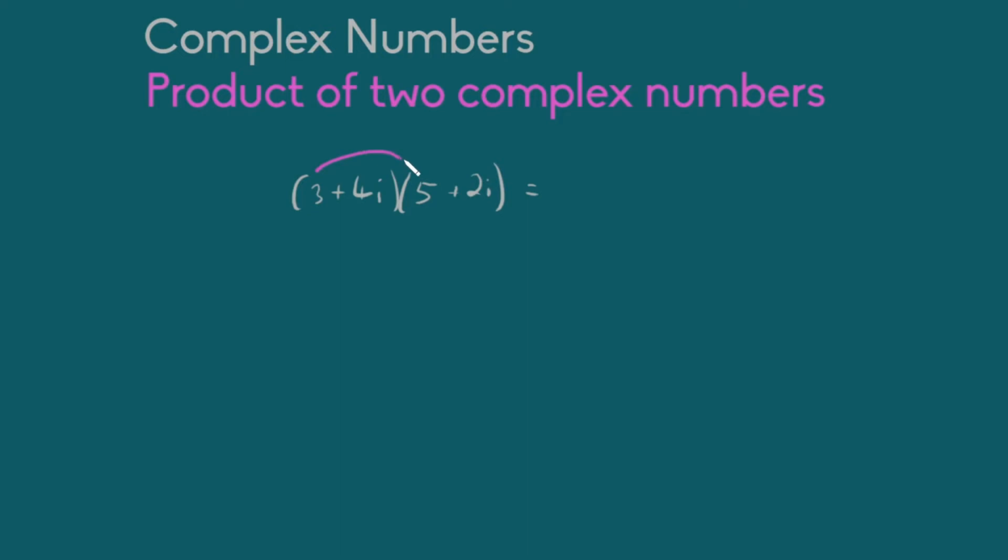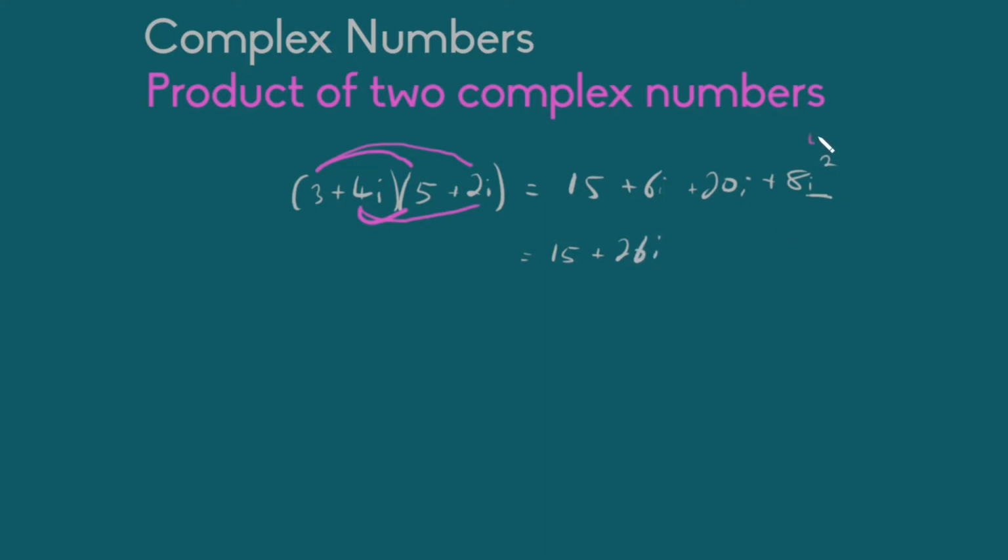We're going to do 3 times 5, which is 15. Then we're going to do 3 times 2i, which is 6i. We're going to do 4i times 5, which is 20i. And 4i times 2i, which is 8i squared. So we're going to get an i squared term. And so if we simplify this, we can have 15 plus 6 plus 20 is 26, so plus 26i.